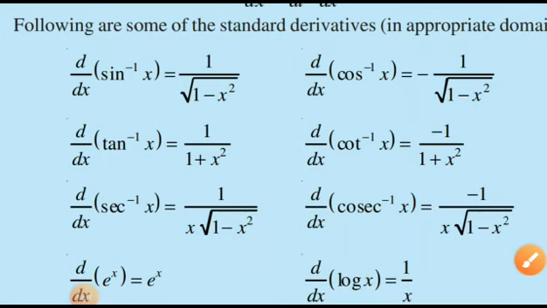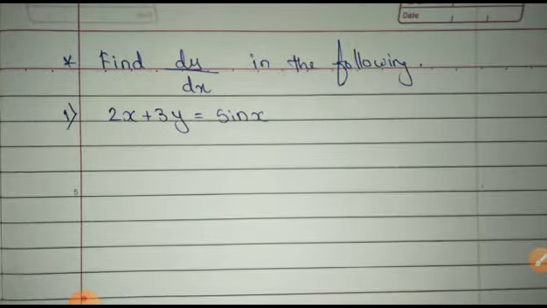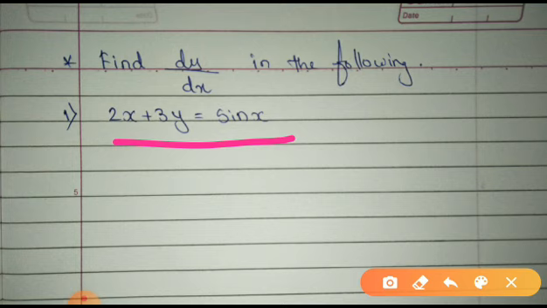So, hope everyone has by-hearted the derivatives of inverse trigonometric functions. Before starting with the derivatives of inverse trigonometric functions, we'll just see the derivatives of implicit and explicit functions. So you're going to find the derivative of 2x plus 3y equal to sin x.